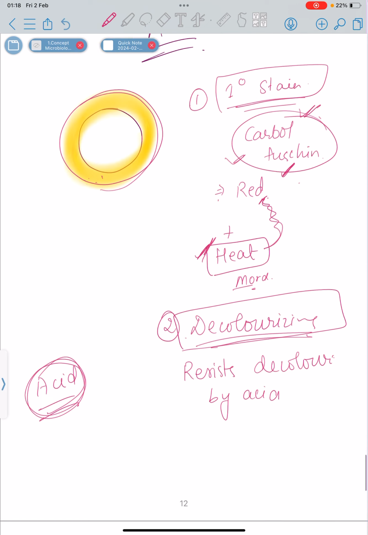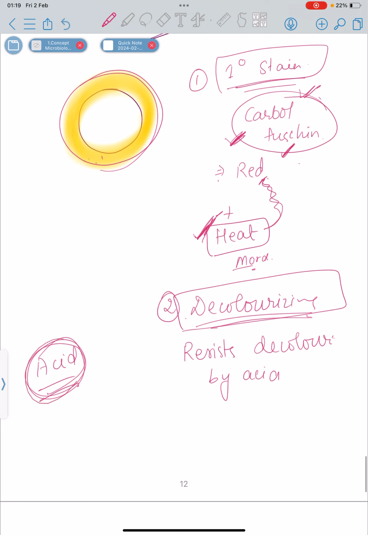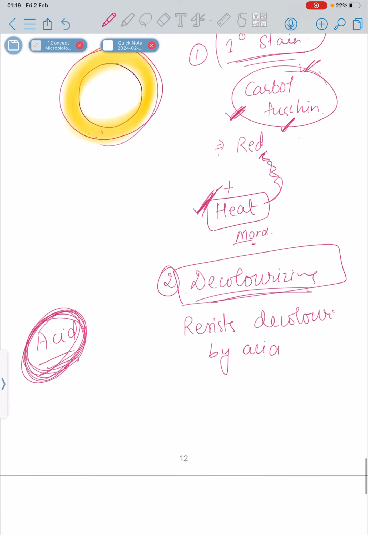Okay, so what we had done was we gave carbol fuchsin stain, the cell took it up because we had given heat along with it. Now we are trying to decolorize it by giving acid, but acid fails to do it. That means the cell is resisting the acid. That is why we called it acid fast stain or acid fast organisms.